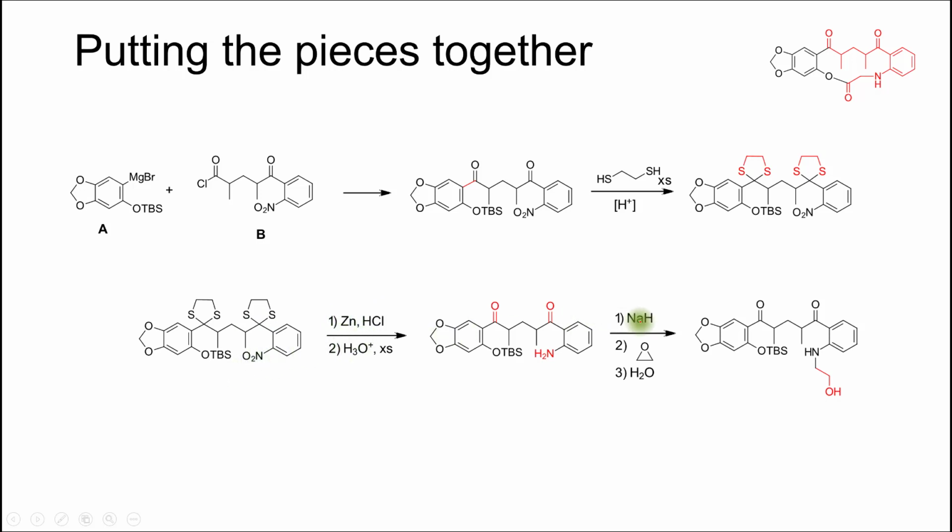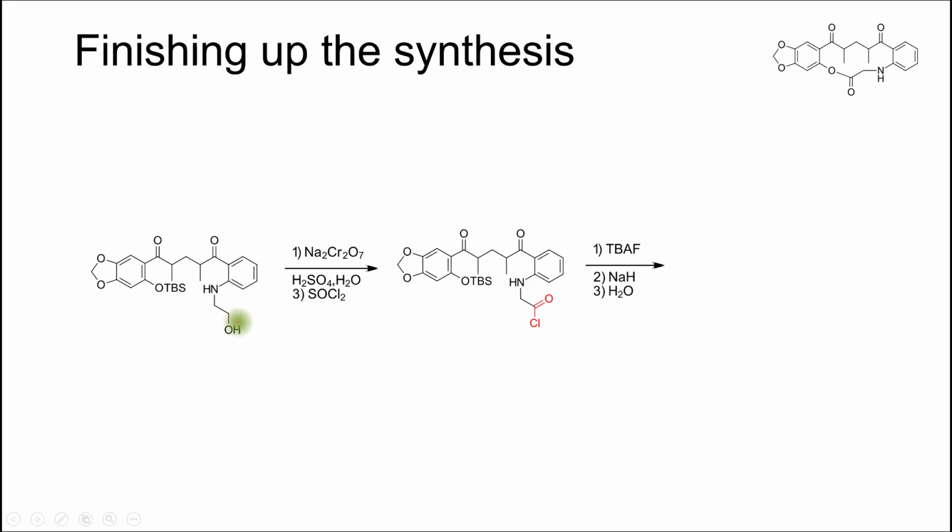group, use sodium hydride and make this nitrogen more nucleophilic, which can then attack the epoxide. I also deprotected my carbonyls in the prior step there. And then to finish up the synthesis, I oxidize that to the carboxylic acid, make it the acid chloride, deprotect my TBS group, and then make another ester here. And that is the end of the molecule.